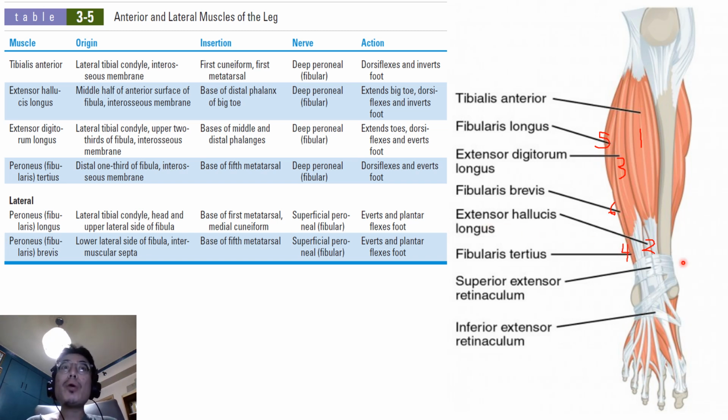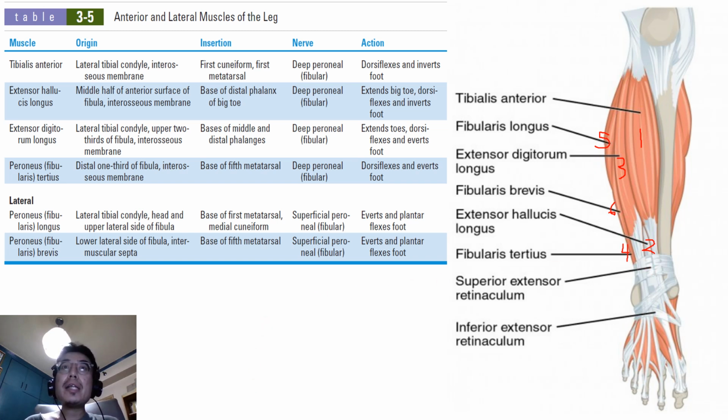Finally, we have the peroneus or the fibularis tertius. The fibularis tertius is the most lateral of the anterior leg muscles over here. The peroneus tertius originates from the distal one-third of the fibula and the interosseous membrane, while it inserts into the base of the fifth metatarsal. It is also innervated by the deep peroneal nerve, and its function is to dorsiflex and evert the foot.